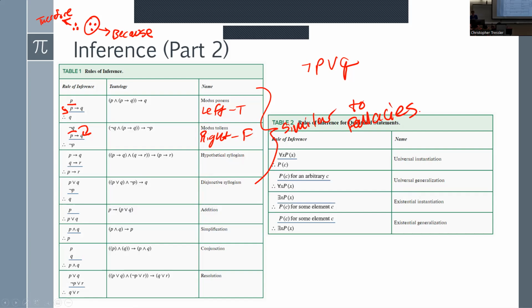Then we have addition. If we know P is true, and we have a statement that's P or Q, because P is true, that's the same thing as saying true or Q, which would mean that's true. Hold on. Explanation. Basically, P must be true. We don't know anything if P is false in this case. That's what I'm trying to say.